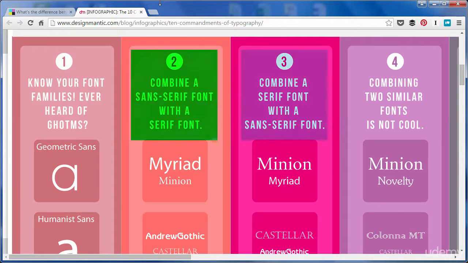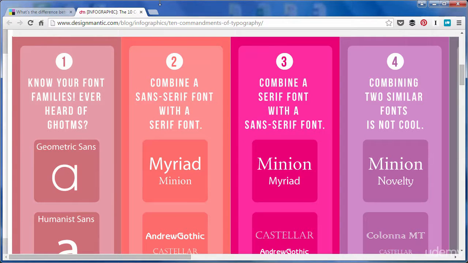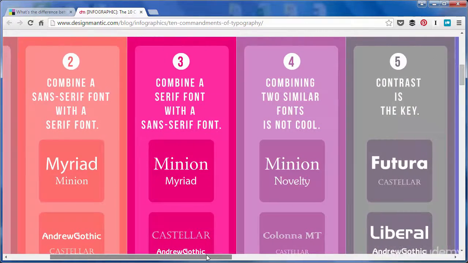The second and the third rules are really noteworthy. For a good design, you should combine a sans serif font with a serif font, or vice versa. But it is not cool to combine two similar fonts, as per the rule 4. This concept is pretty basic, but as beginners, we often overlook its importance.